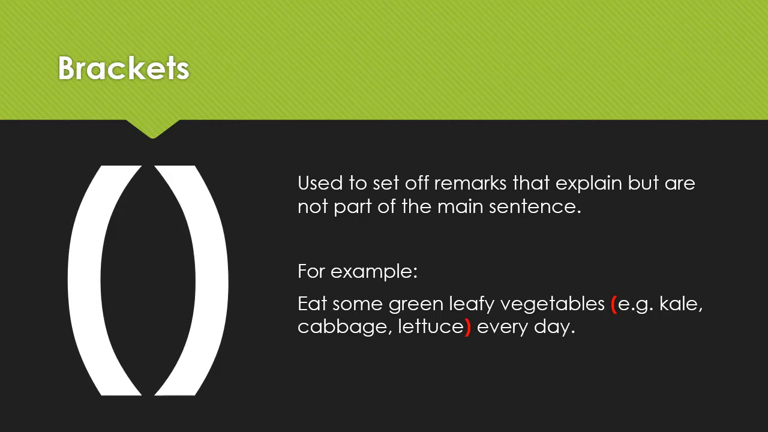Brackets. Brackets are used to set off remarks that explain but are not part of the main sentence. As you can see in the example, the writer wants the reader to know what exactly green leafy vegetables are, so the writer has used brackets to add examples.